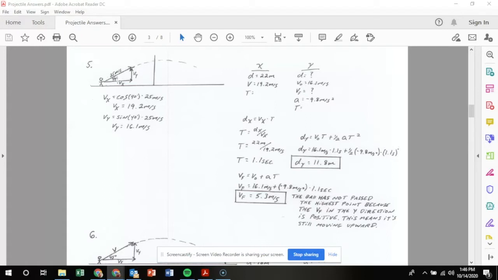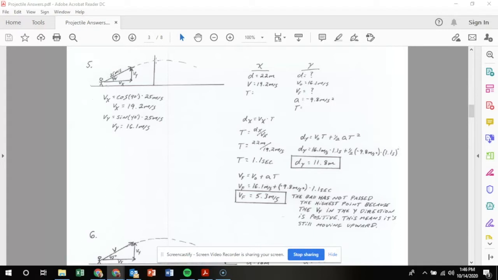The wall is 22 meters from the release point of the ball. So that would be our displacement in the x direction, 22. You can see we wrote that over here. How far above the release point does the ball hit the wall? So we're looking for displacement here in the y direction for where it would get to the wall.